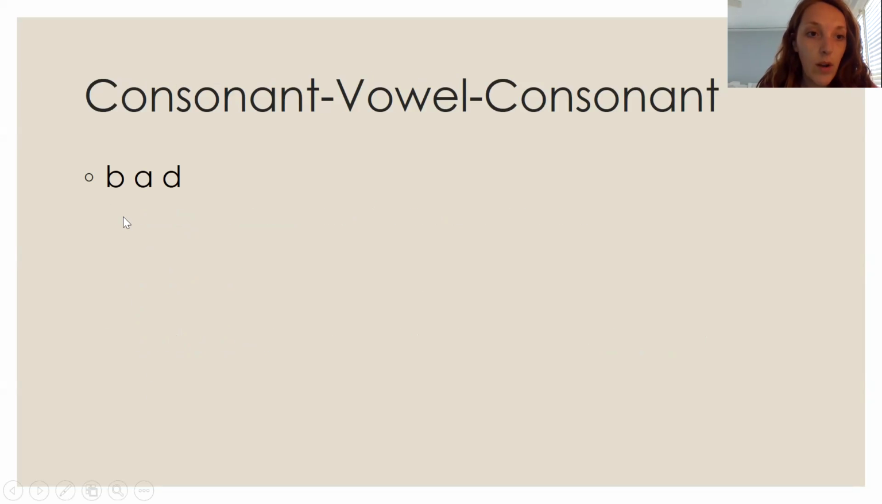So here's a CVC word that you guys can probably sound out. Bad. Bad. Where is the vowel in our word bad? Right here. A says ah. Does it have a consonant closing it in? It does. D is a consonant closing it in. So I know that that A is going to make the short A sound. Bad. This is a closed syllable.